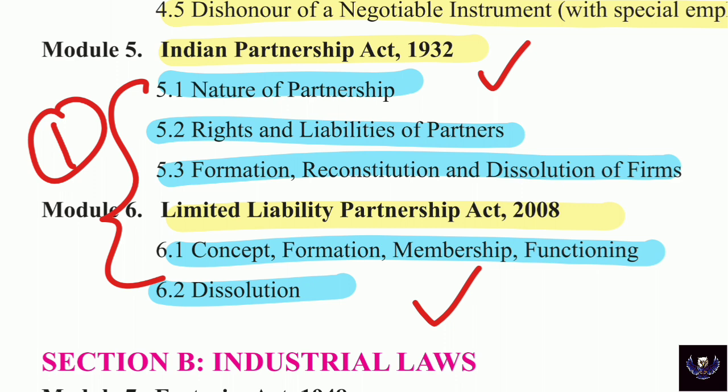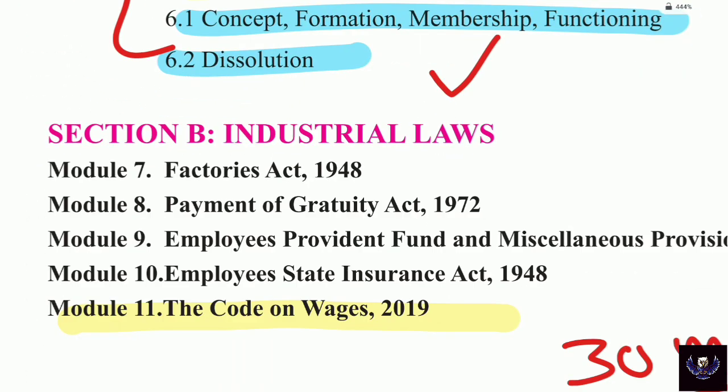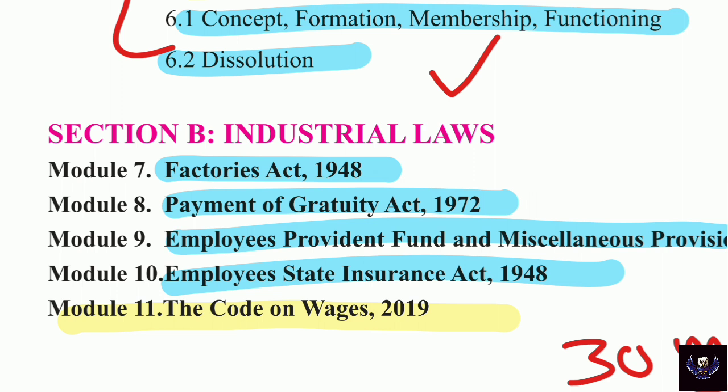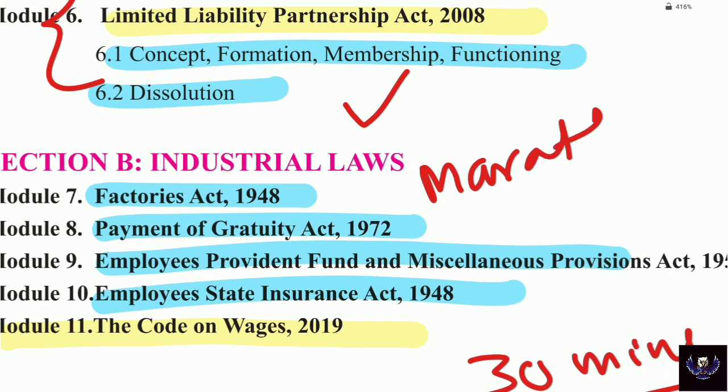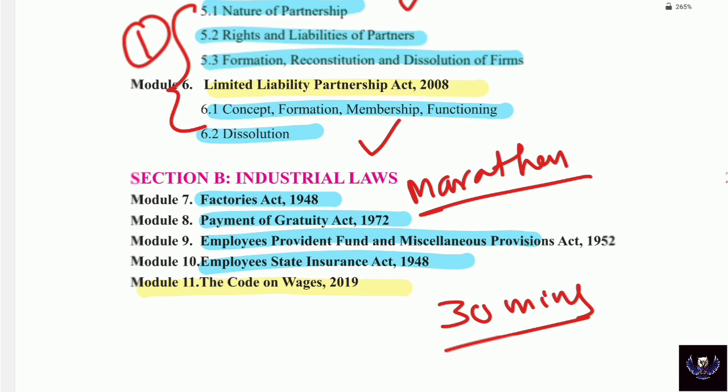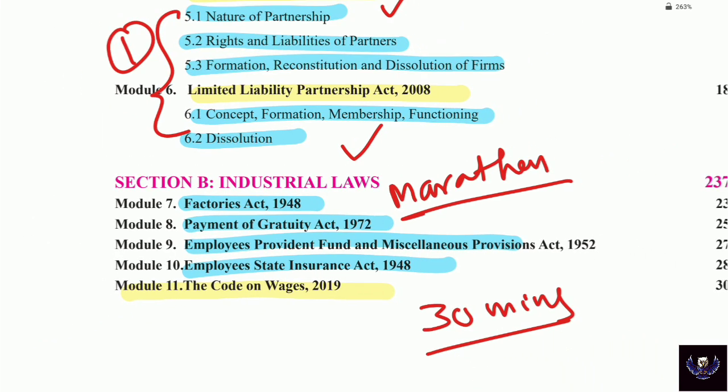When you come to the industrial laws, like I said, you can spend 30 minutes on each of them, or you can go for a marathon class. It's better. The marathon class will cover all the major points in it, and you are good to go. But you should at least give a single reading. It will be helpful.